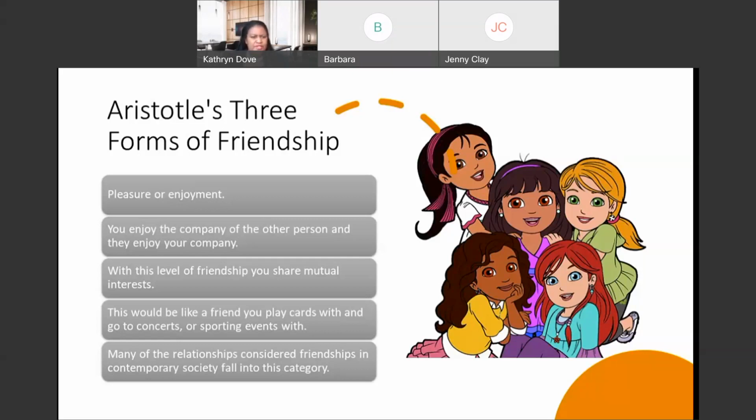And it wasn't the deepest level of friendship, but it was for enjoyment. I've had other coworkers that I went to baseball games with. If they had an extra ticket to see the Rockies or the baseball team, we'd go together. Can you think of anyone, Barbara, in your life that may fall into the second category of friendship for pleasure or enjoyment?